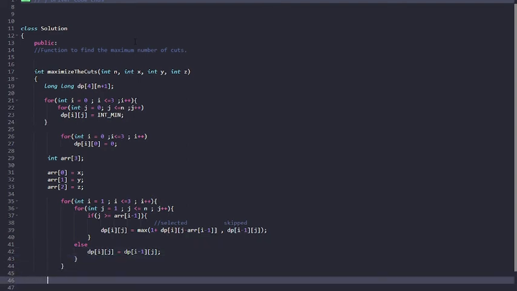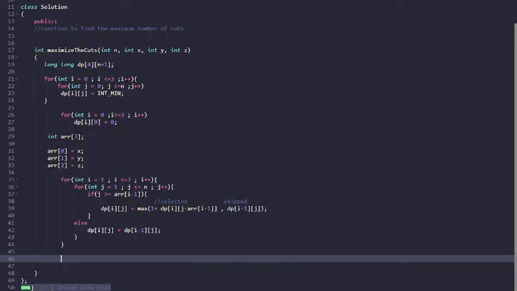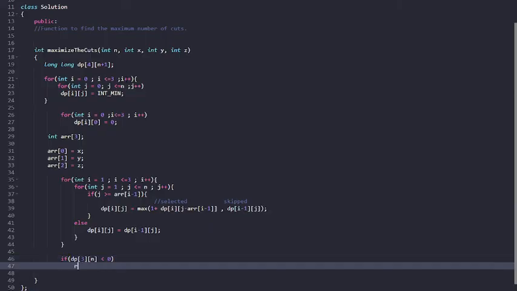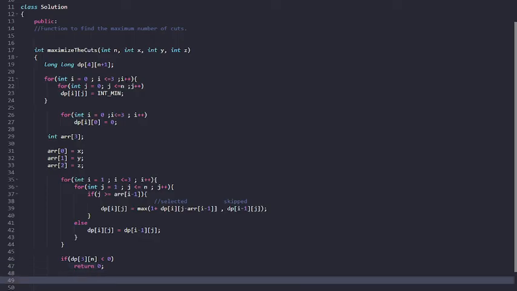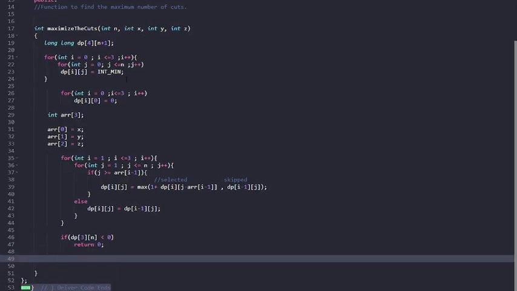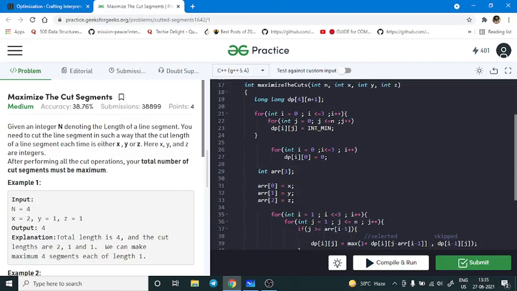And now I said that I would be checking the last cell. So if my dp of 3 comma n is less than 0, that means it is a negative value, then I have to return 0. That means no cut segment is allowed or cannot happen, and else I will return dp of 3 comma n. So that's the entire case. Okay, so let us now try to submit it.